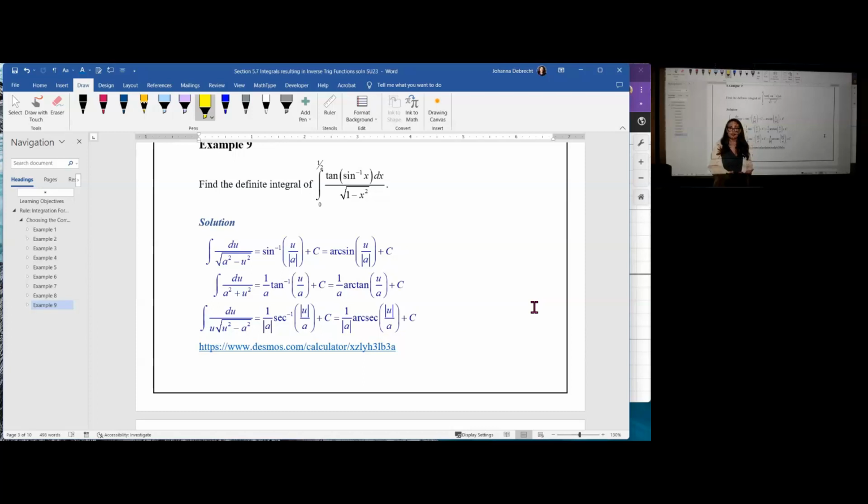What are we going to choose to be our u? Look at the rest of the integrand. I have 1 over the square root of 1 minus x squared, which I know is the derivative of arcsine.